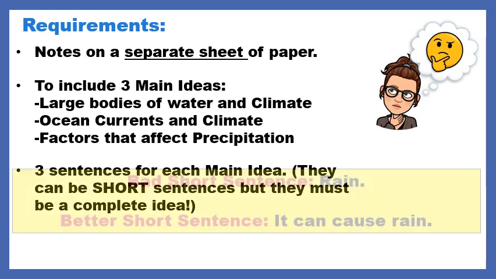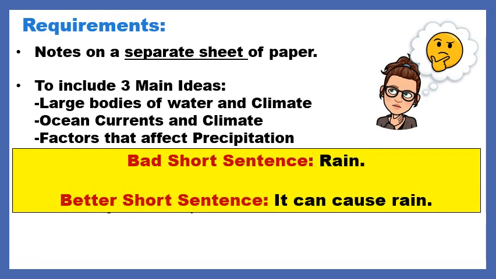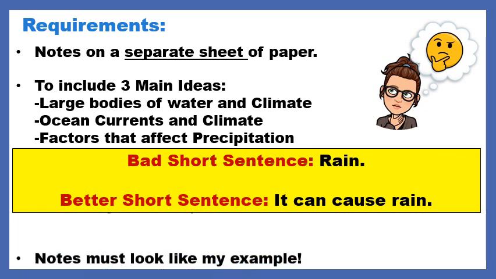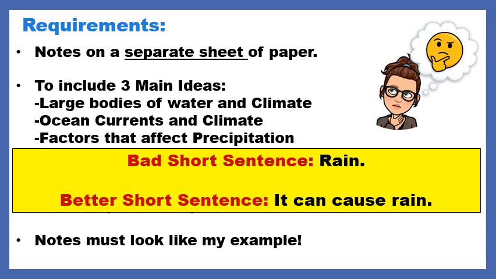So let me show you an example of what I'm talking about. So here's a bad short sentence. Rain. Okay? That is too short. Here's a better short sentence. It can cause rain. Not a super long sentence, but it is a complete sentence. And again, I need you to set up your notes like I'm going to set them up.